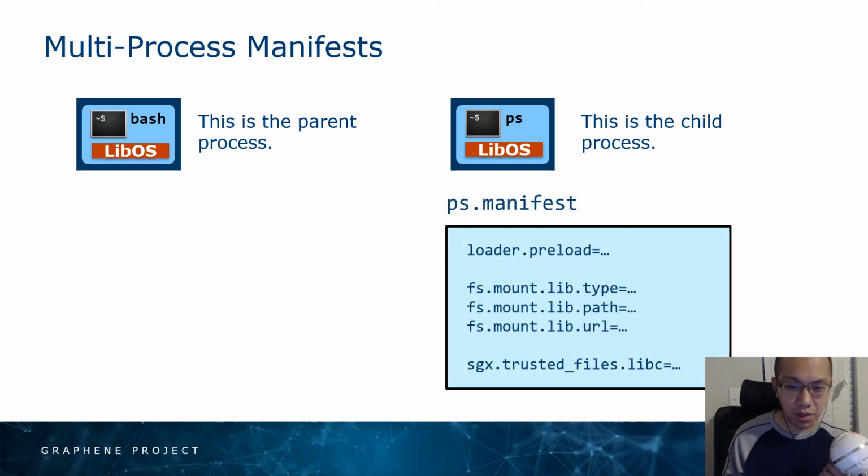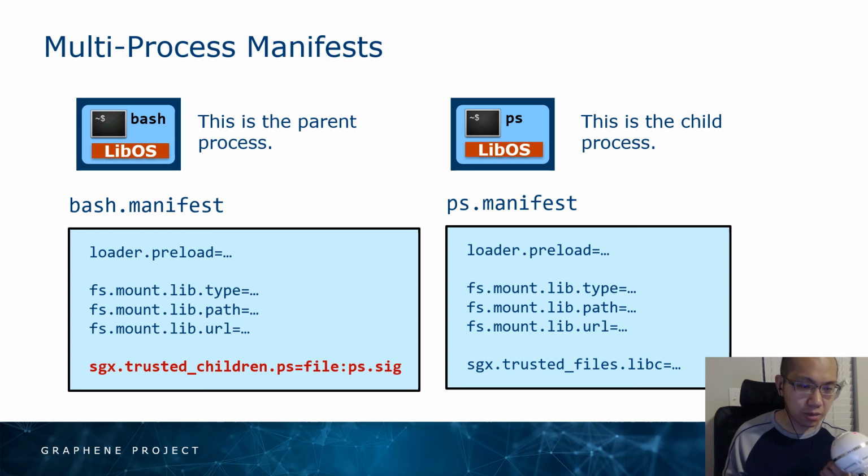The manifest of the PS program will be a regular manifest file, including the loader information, the file system information, as well as the list of trusted files for SGX. Once we finish writing this manifest file, we can sign the PS program, and then we can include the measurement of the PS program inside the manifest file of the bash program. The bash program will have pretty much the same manifest, except one more line. In this line, it will list all the trusted children of the bash program.